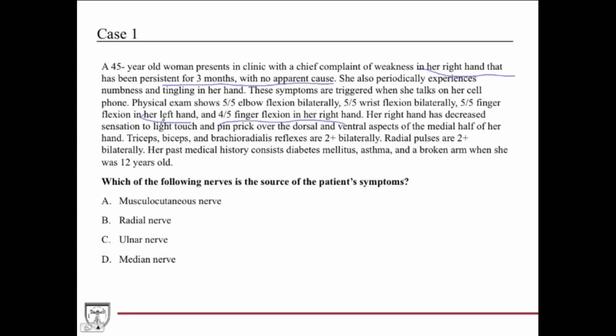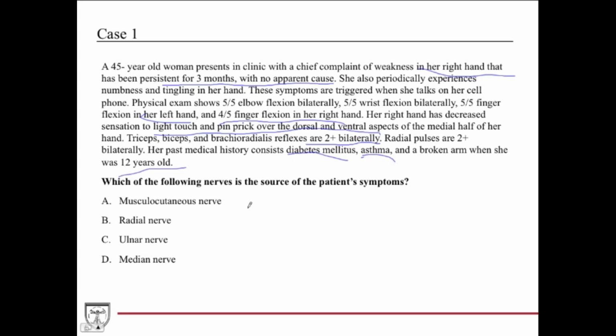Her right hand has decreased sensation in light touch and pinprick over the dorsal and ventral aspects, so both aspects of the hand on the medial half. So really the entire medial half of the hand. She has decreased sensation to light touch. Triceps, biceps, and brachioradialis reflexes are 2+ bilaterally, so she has normal reflexes in the upper extremities on both sides. Radial pulses are 2+ bilaterally, so she has normal pulses on both sides. Her past medical history consists of diabetes, asthma, and a broken arm when she was 12 years old.